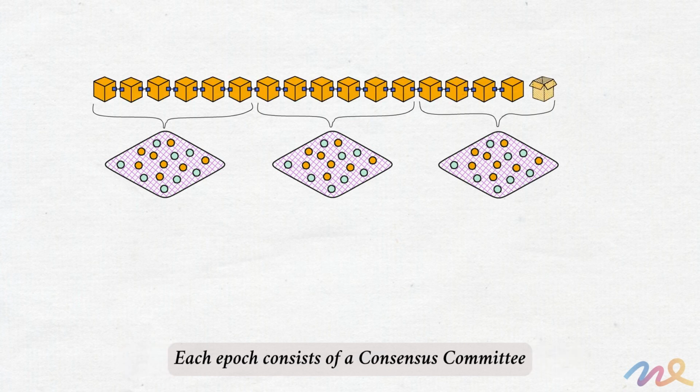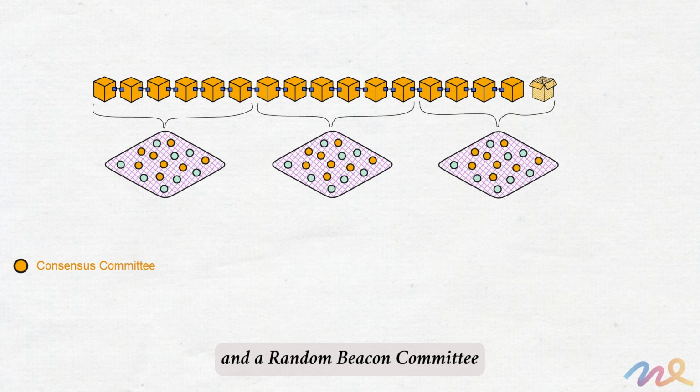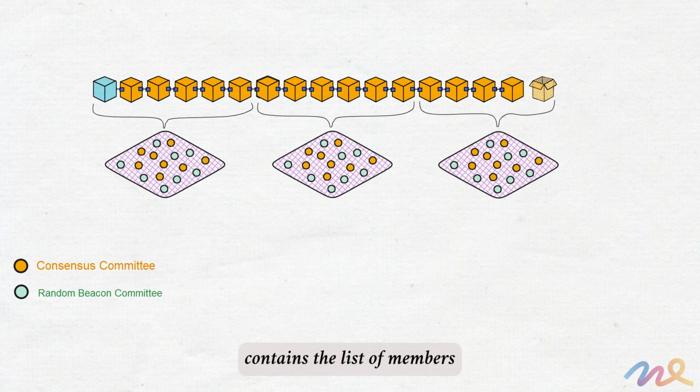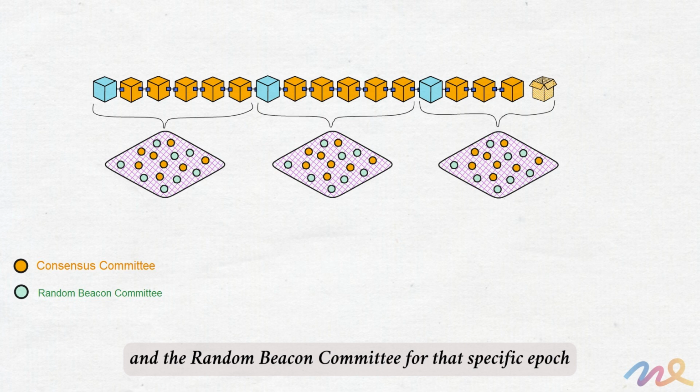Each epoch consists of a consensus committee and a random beacon committee made up of different replicas within the subnet. The first block of a new epoch contains the list of members in the consensus committee and the random beacon committee for that specific epoch.